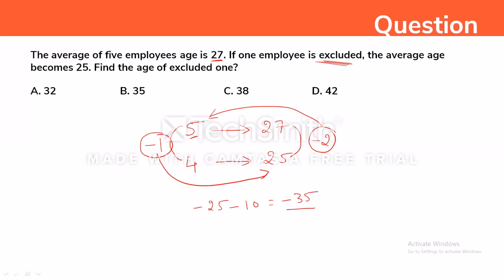-35. In the final output, whatever answer you got, now neglect the minus. Why? Because age cannot be negative. So neglect the minus. Now the final answer is 35. So option B is correct.